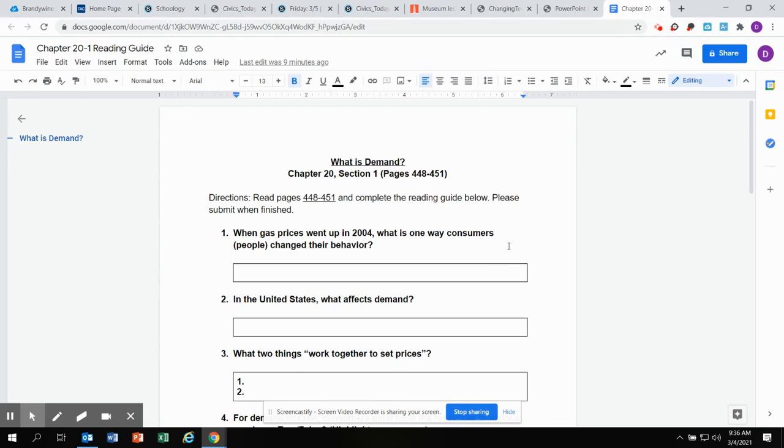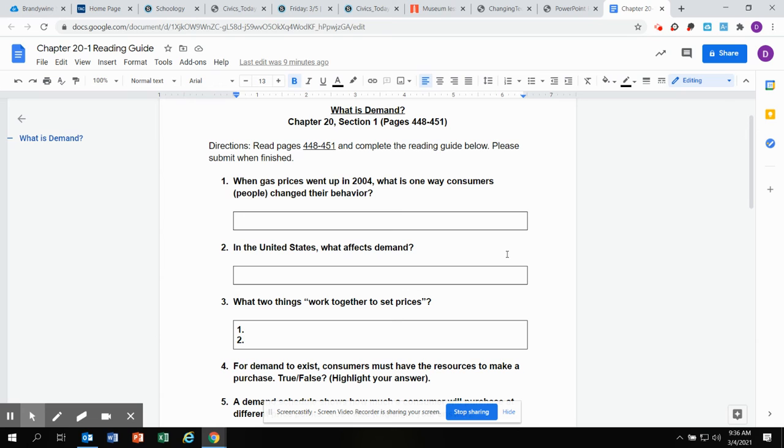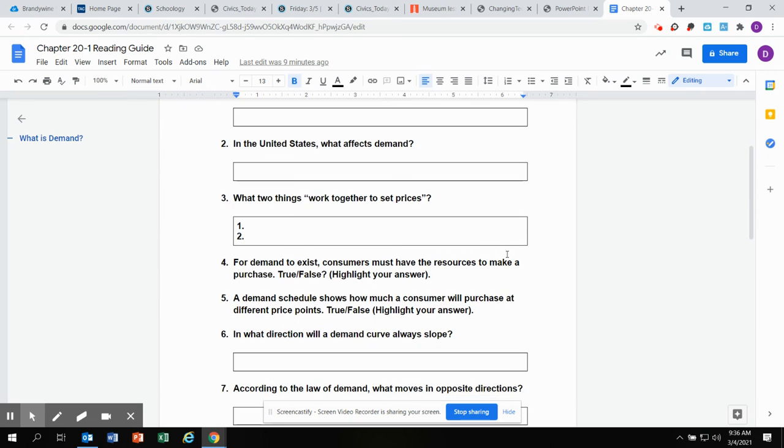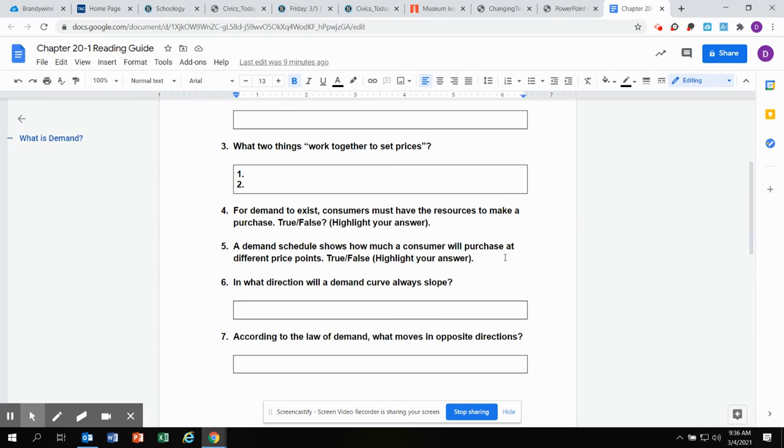The questions. What is demand? Chapter 20, Section 1. Question 1. When prices went up in 2004, what is one way consumers, which means people, change their behavior? Number 2. In the United States, what affects demand? Number 3. What two things work together to set prices? 4. For demand to exist, consumers must have the resources to make a purchase.